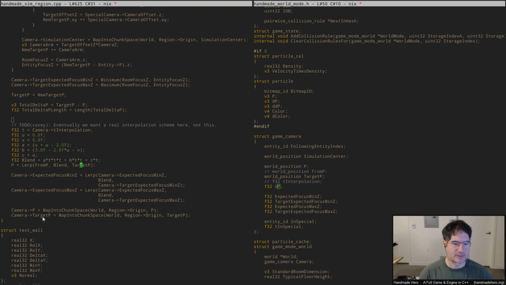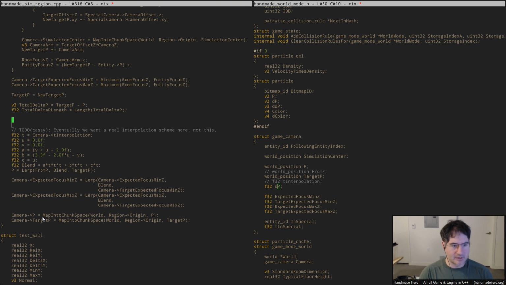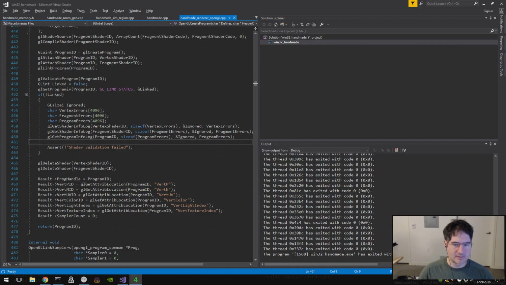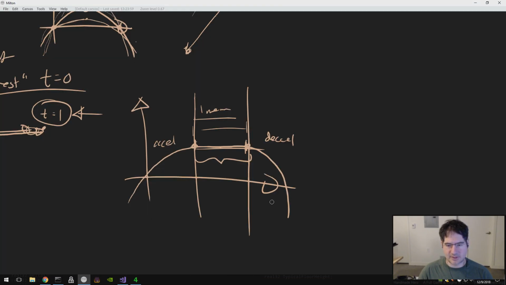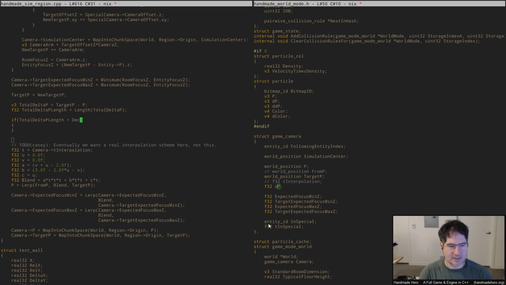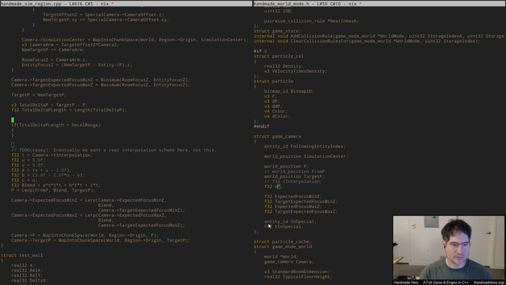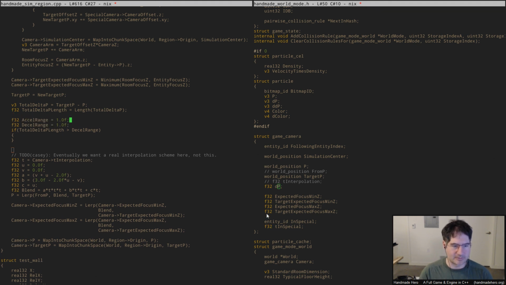That all seems pretty plausible to me. So let's sketch out what that would look like. If the total length here is greater than the cooldown distance, whatever we want to call that, acceleration, deceleration, we'd call this the decel range. This is the range over which we decelerate. And who knows what that is. So maybe we say we've got an accel range of 1 meter, a deceleration range of 1 meter, and then we've got a total delta p length that tells us how far we are from the target.